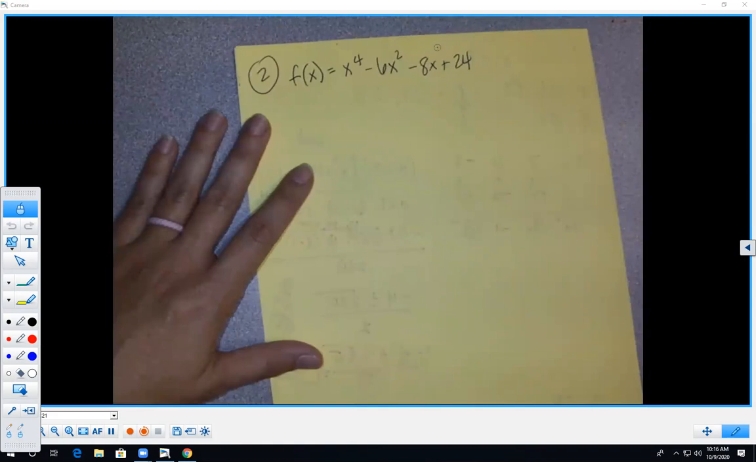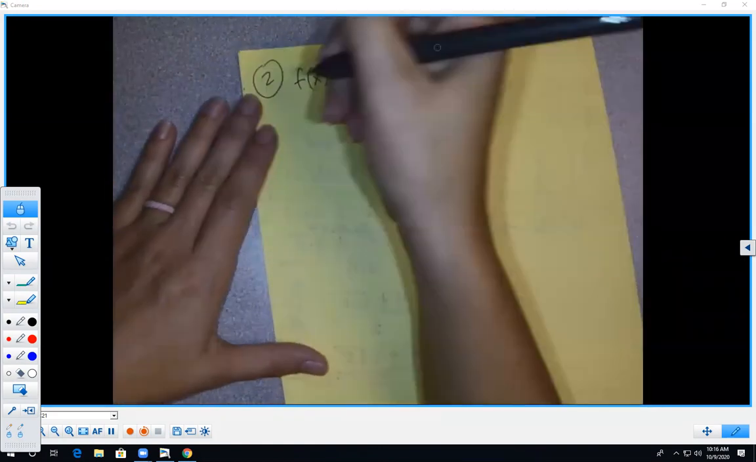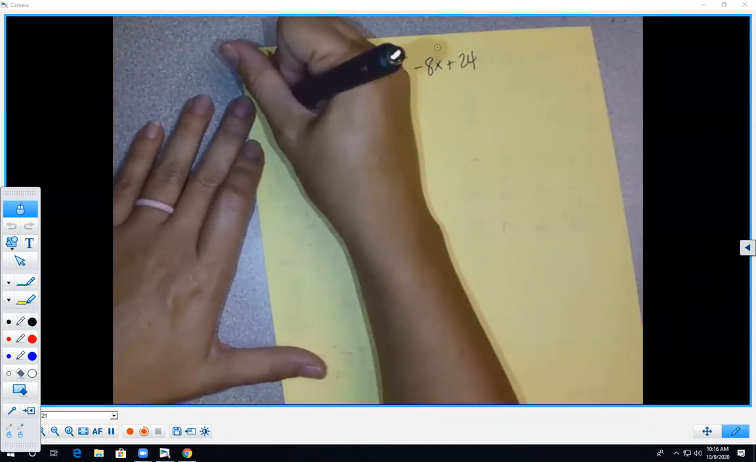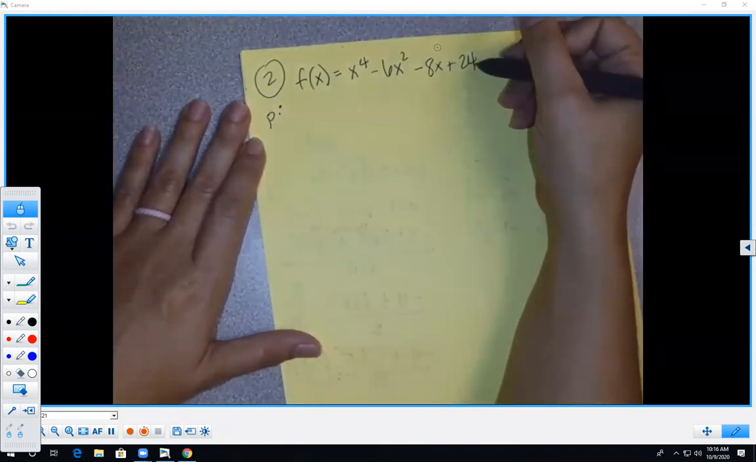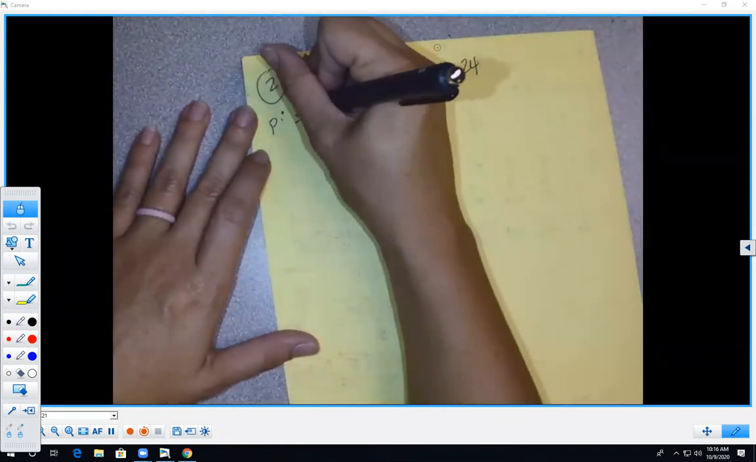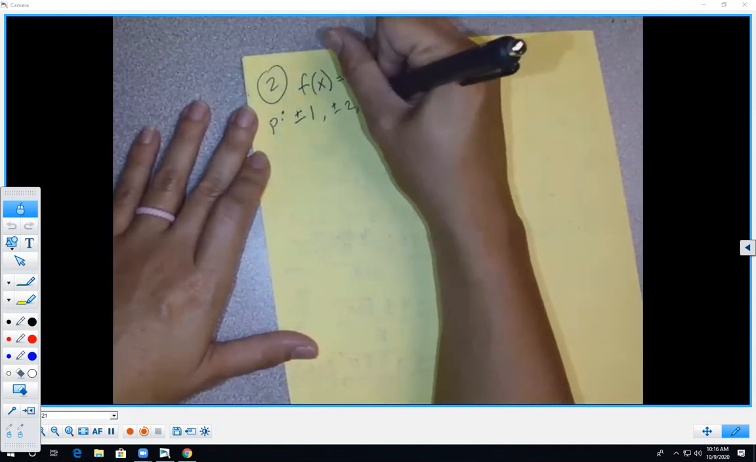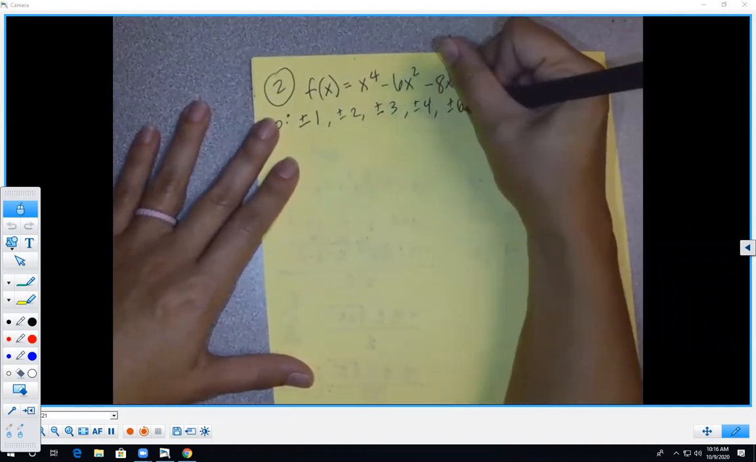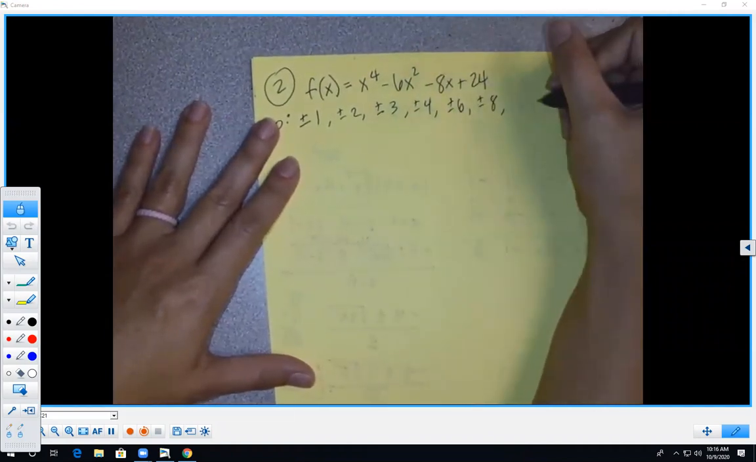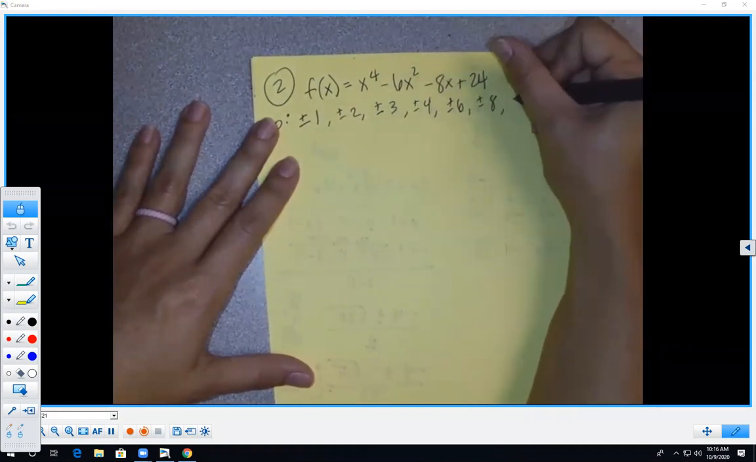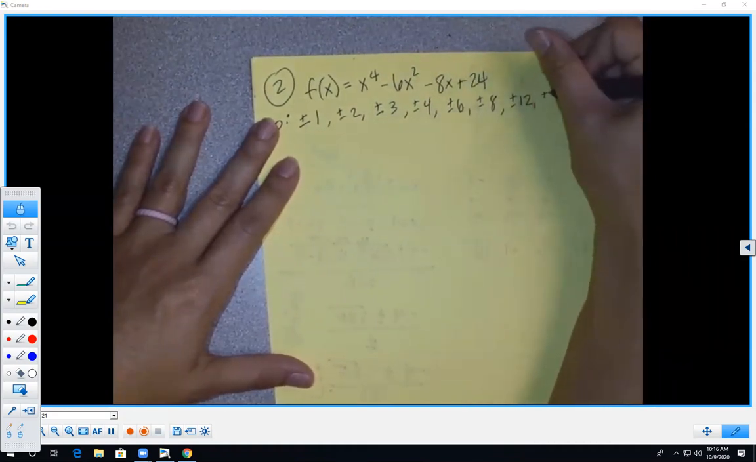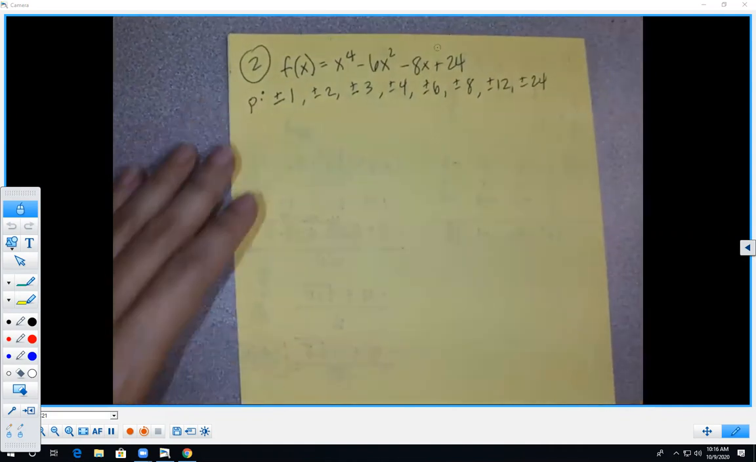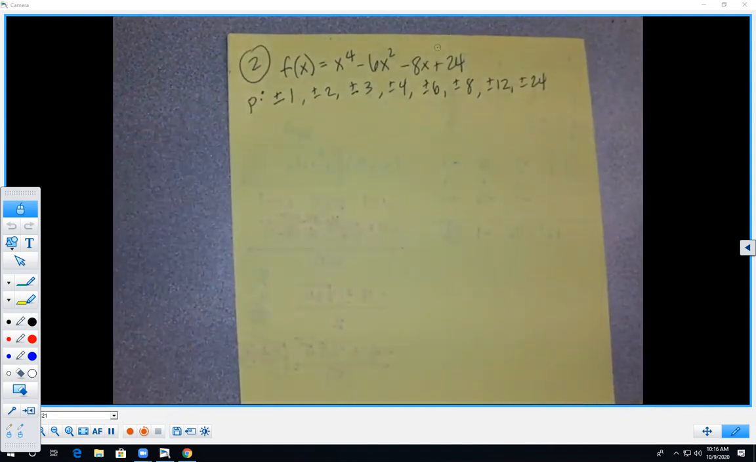Okay, so again, let's find our P's and our Q's. Our P value is the factors of the constant. Factors of 24, there's a whole bunch of these. Factors of 24 are 1, 2, 3, 4, 6, 8. 8 times 3 is 24. 12 times 2, so 12, and 1 times 24, 24. So plus or minus 1, plus or minus 2, plus or minus 3, plus or minus 4, plus or minus 6, plus or minus 8, plus or minus 12, plus or minus 24.